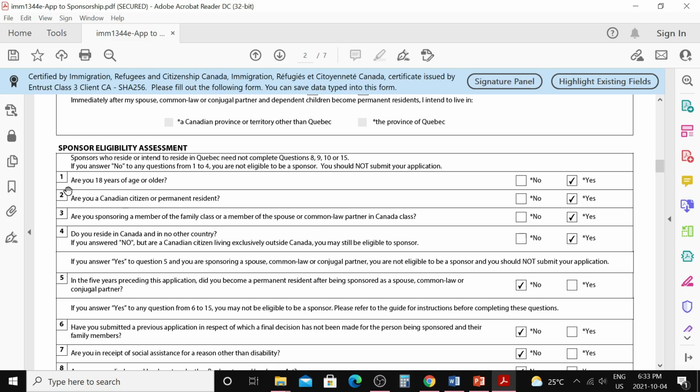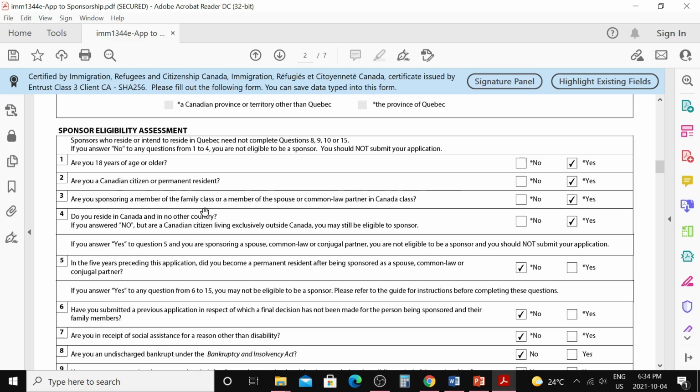But we can read these questions. Are you 18 years of age? You need to say yes. Are you a Canadian citizen or permanent resident? Yes. Are you sponsoring a member of the family class or a member of the spouse or common law partner in Canada class? Family class means parents. Say yes. Do you reside in Canada and in no other country? Say yes. So that's why you need to say yes to this question.